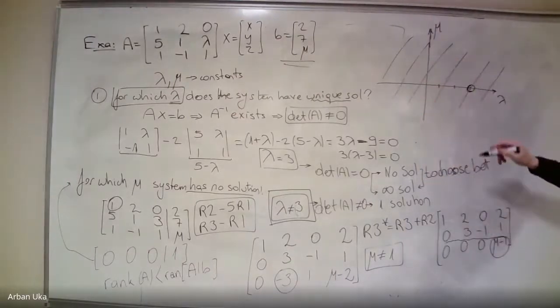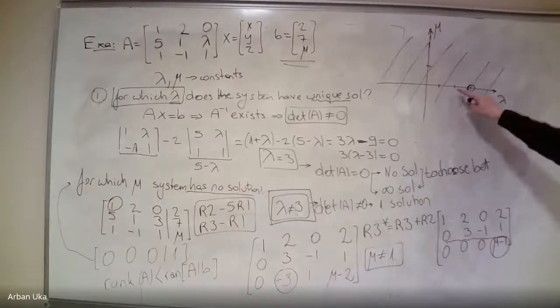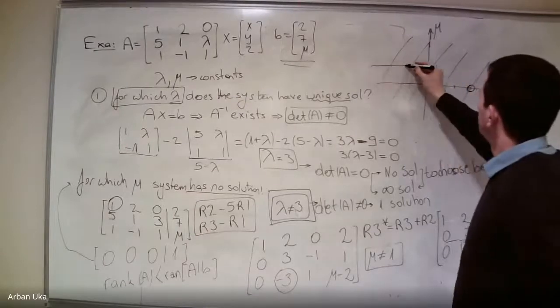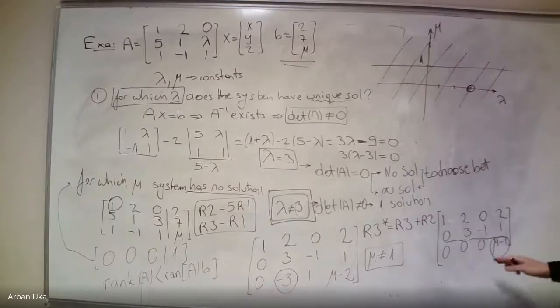This is mu, and this is equal to 1. So let's assume that this is like a Cartesian coordinate system, x and y. But here we put lambda and mu, and let's draw a line here which corresponds to mu equal to 1. Okay. And let's see what we observe here.